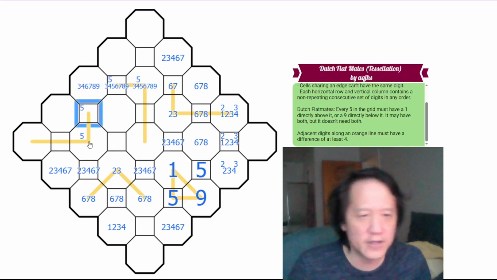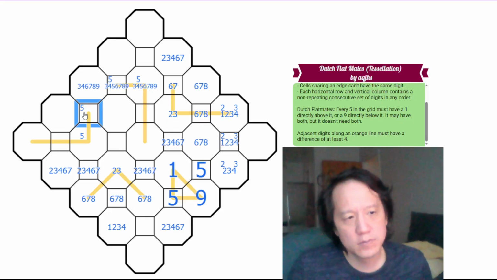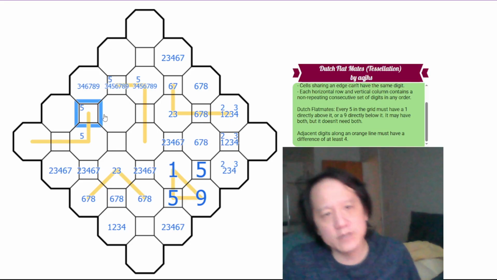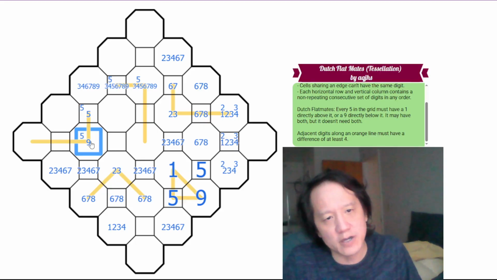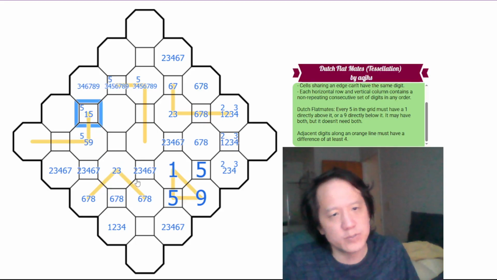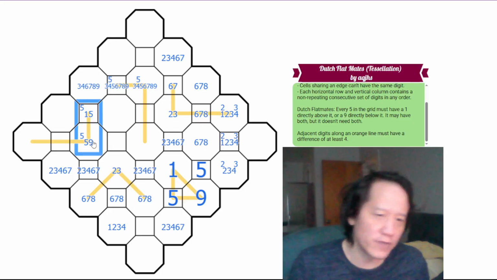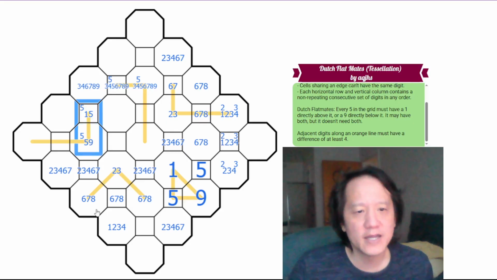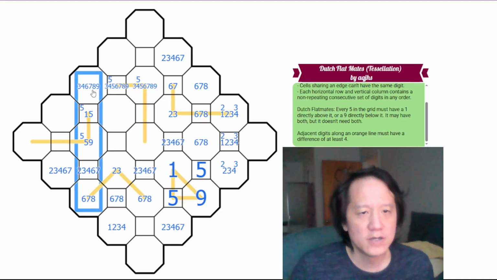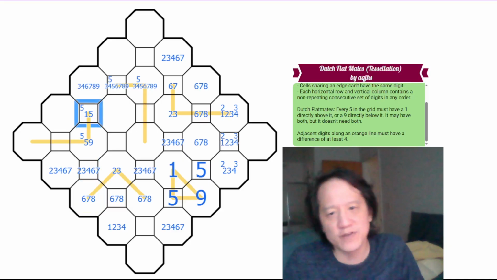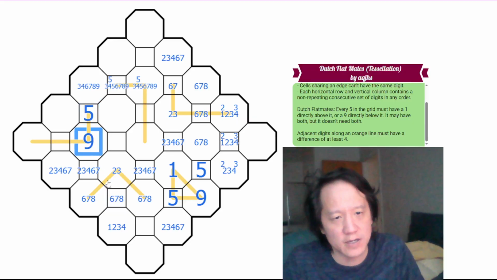So 5 and 9 could be here, and then 5 and 1 could be here. Okay. So either this is 5, which forces that to be 9, or this is 5, which forces this to be 1. And you can never have 1, 2, 3, 4, 5, and then 6, 7, or 8 here as a 5-length Renban. So this must be 5 and 9. So this is 5, which makes that 9.